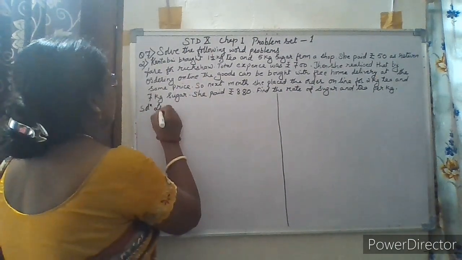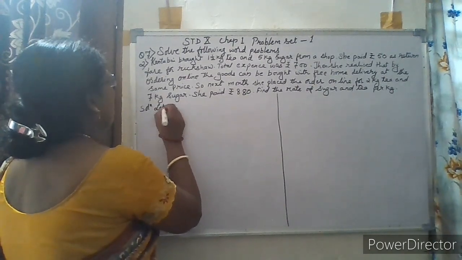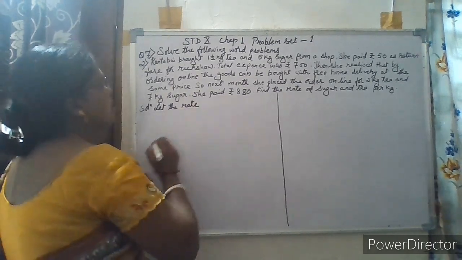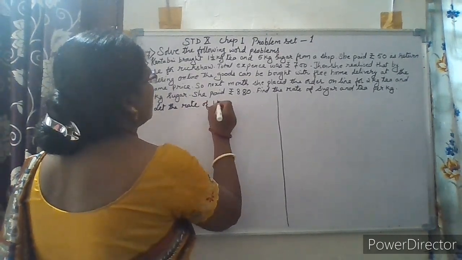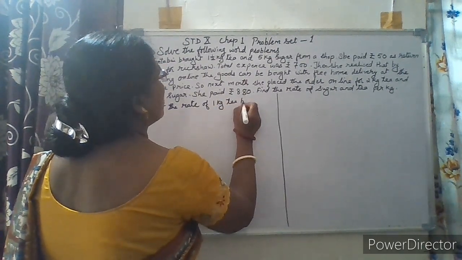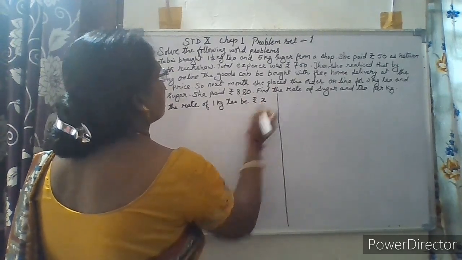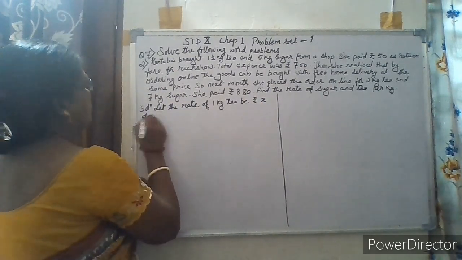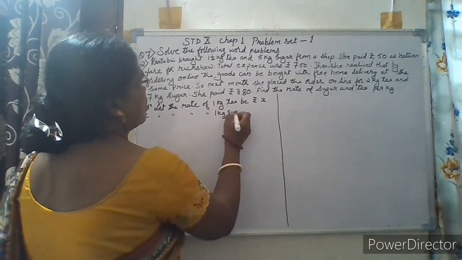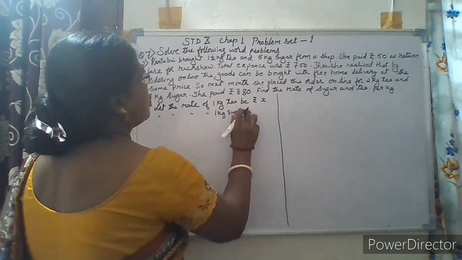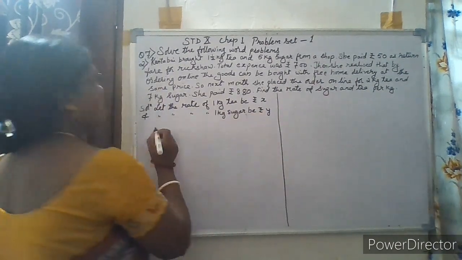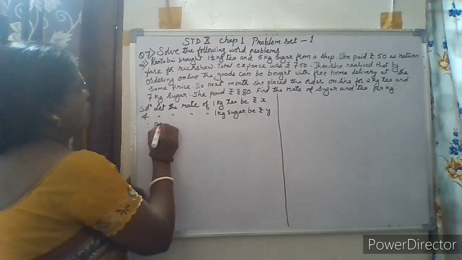So let the rate or cost also we can take. Let the rate of 1 kg tea be rupees x, and let the rate of 1 kg sugar be rupees y.